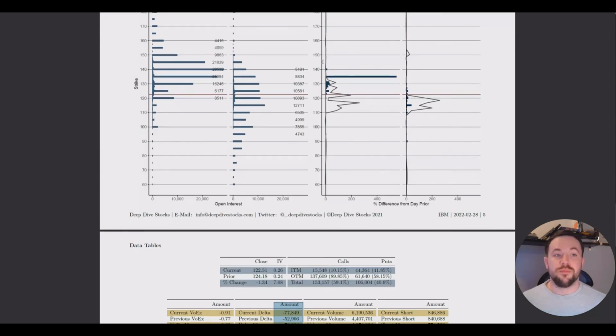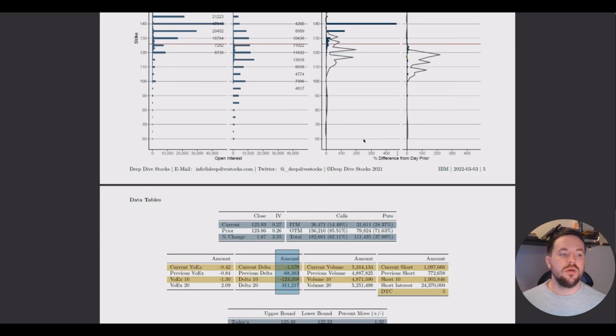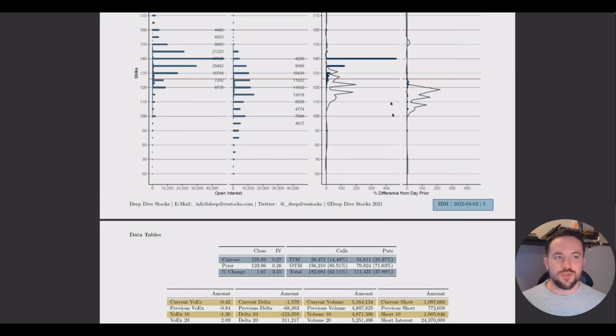So that means the majority, or a good portion, of these calls were purchased by the retail investor. So it seems like on the 28th, a group of investors thought that maybe going long on IBM was a good idea. But then by the 3rd, it almost looks like a change of heart occurred. A few dollars more north of the strike, a whole bunch of calls were sold.